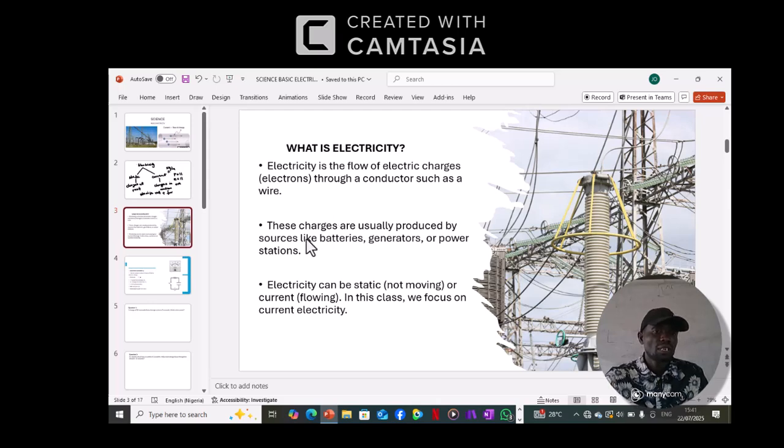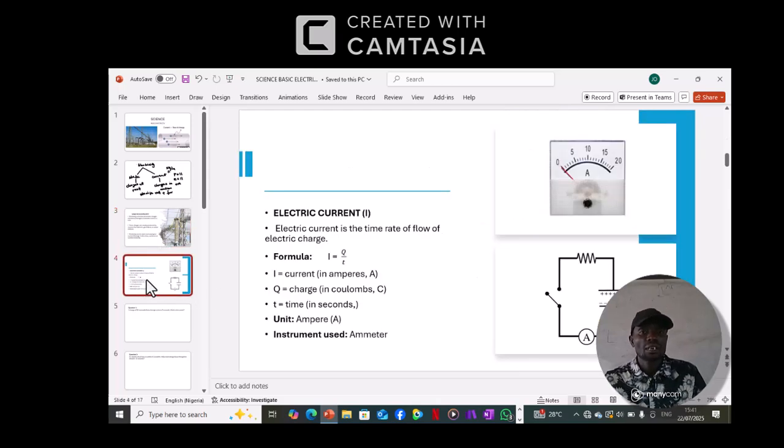Okay. Now, let's look at current electricity. Let's start with current electricity. Now, electric current.